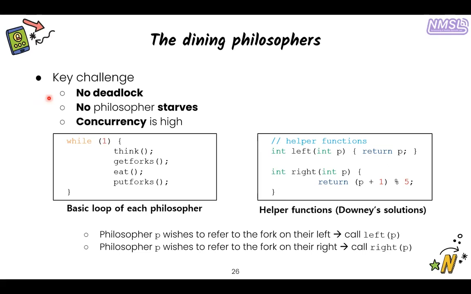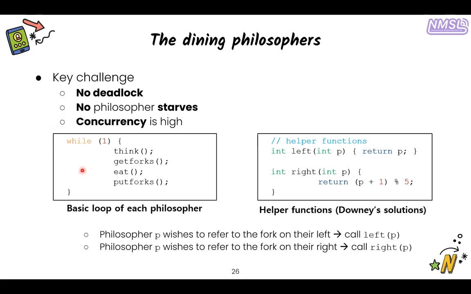The key challenge or goal is, first of all, we don't want deadlock. We don't want philosophers to be starving. No deadlock, no starving. Also, we want to have high concurrency. If all of them want to eat, we want them to eat. So that's the goal.